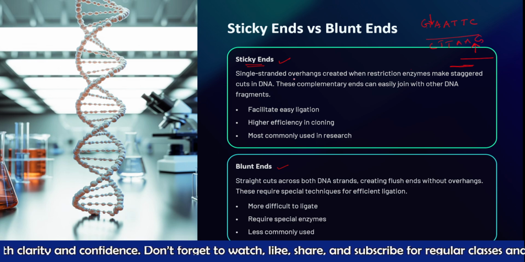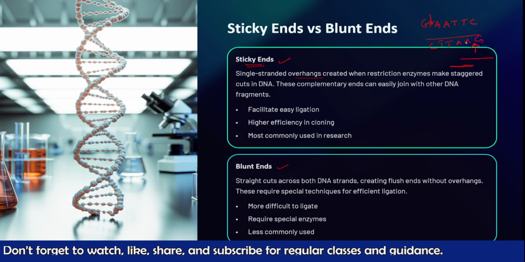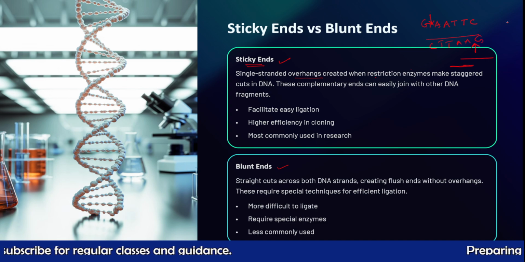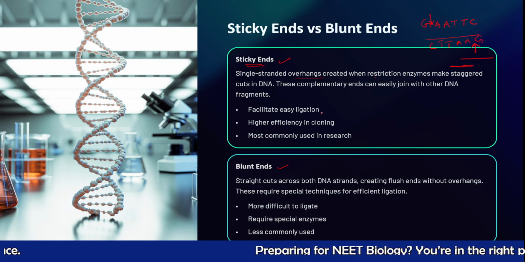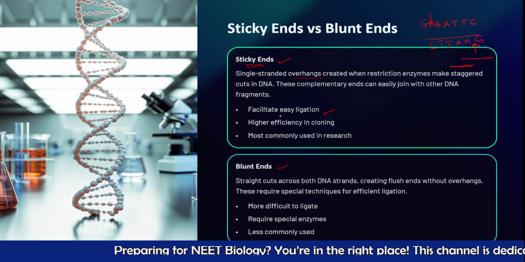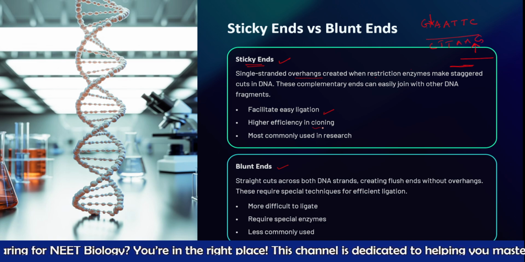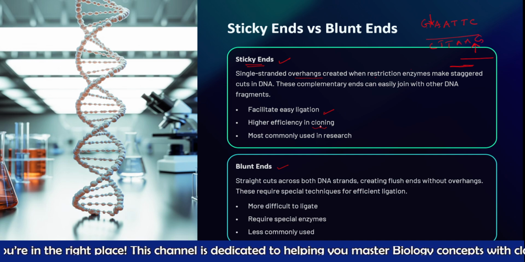A single stranded overhang is created when the restriction enzyme cuts in a staggered way, not like a straight cut. Here one side, here another side they cut. So we'll get a staggered cut which results in the formation of sticky ends in some restriction enzymes. That will facilitate easy ligation. Easy joining is possible when there is a sticky end, right? And high efficiency in cloning. If the ligation is proper, then the cloning efficiency also will be high.